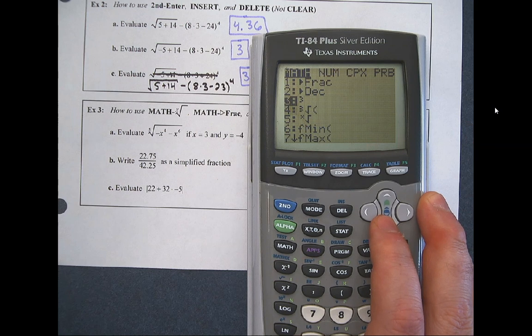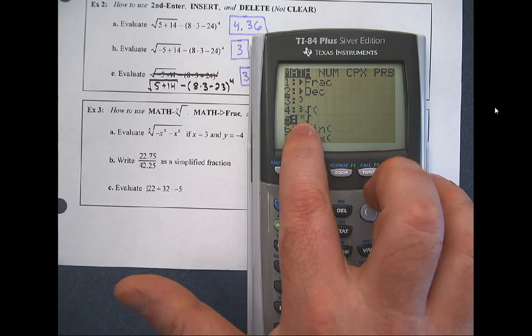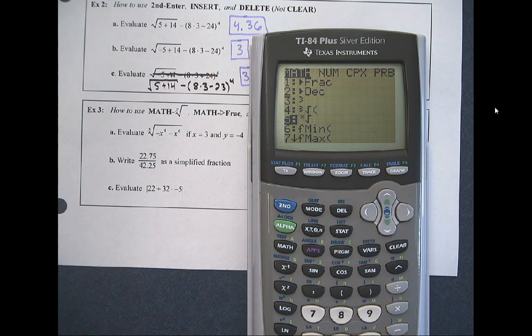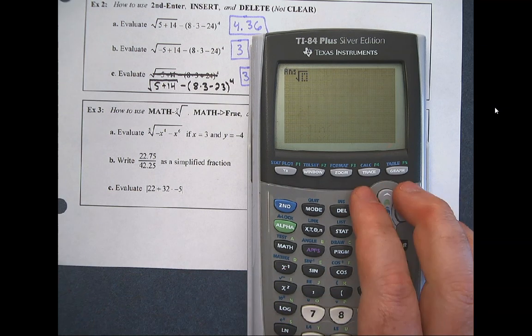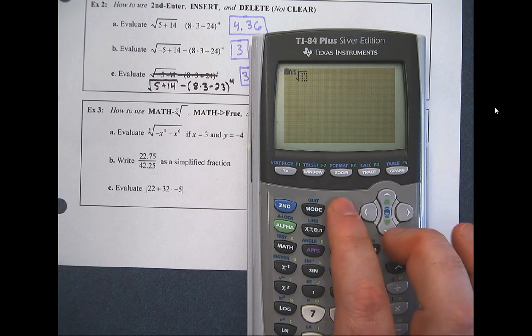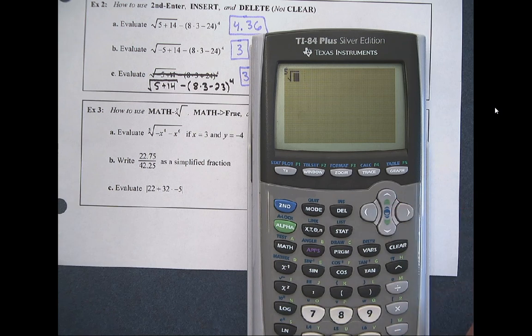Now I've got this option here called 3 root. Now that's just the cube root though. I want to do a fifth root. That's what this stands for. That x, whatever you put in front of that x is going to be your root. So if I hit that option, it gives me the little answer thing. I don't want to put that there. I'm going to clear that out. I'm going to delete that out and put a 5 in there because I want to do the fifth root of negative.